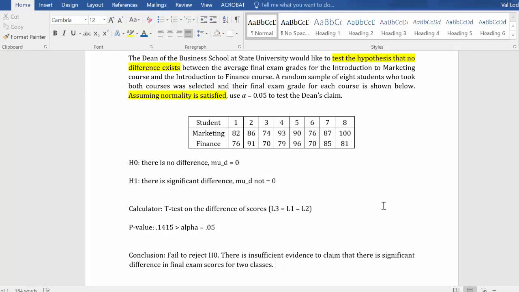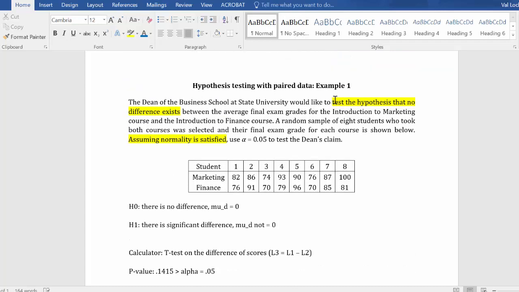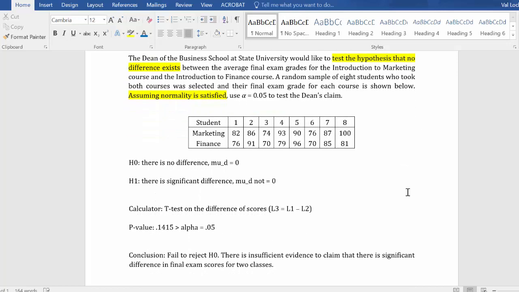So that's what we do here. Do we support the dean's claim? Well, he's not really claiming anything. He or she just wants to test it. So we do not support this one, right? So this is not supported. That is your conclusion after we've done all the computations. I hope this helps.